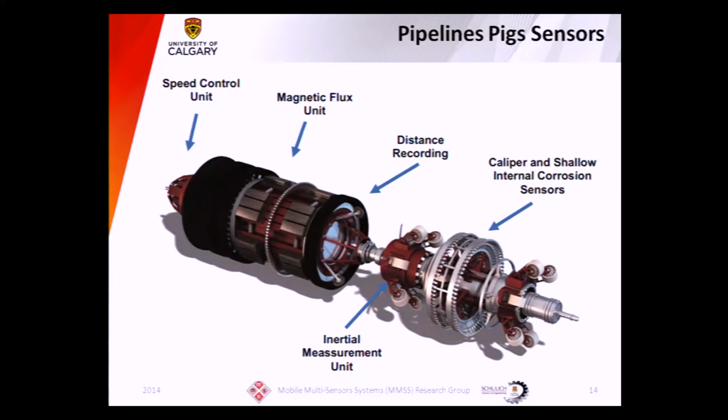The most important ones are the front ones, which control the speed, because for the other sensors to work, such as the magnetic flux unit, the speed should not exceed, let's say, 5 meters per second. Otherwise, the resolution of this magnetic field, which is used for corrosion detection, will not be effective. You have a distance recording device to tell you exactly where the tool is inside, but you also have an inertial measurement unit that can help specifically when the odometer slips, which typically happens in oil pipelines. The wheel can slip and not count the distance traveled. And then you have many calipers, which are used for example for corrosion, for dents, and so on.